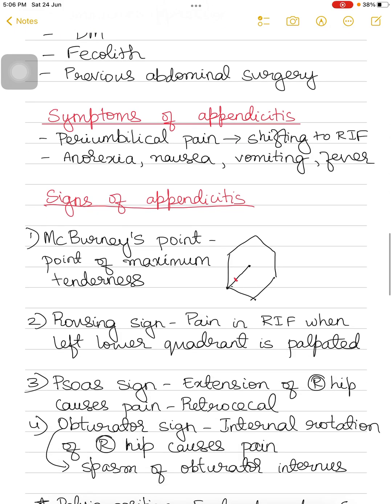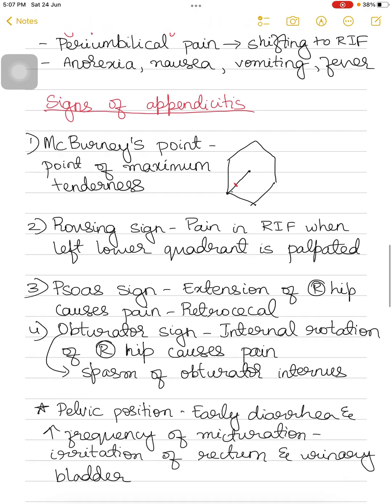Symptoms of appendicitis: periumbilical pain, which shifts to the right iliac fossa. The appendix, being a derivative of the midgut, is supplied by T10, which corresponds to the dermatome around the periumbilical region. The distension causes visceral pain that is felt at the periumbilical area. Once the distension increases and the appendix starts irritating the parietal peritoneum in the right iliac fossa, the pain shifts to the right iliac fossa. It is associated with anorexia, nausea, vomiting and fever, loose stools and burning micturition.